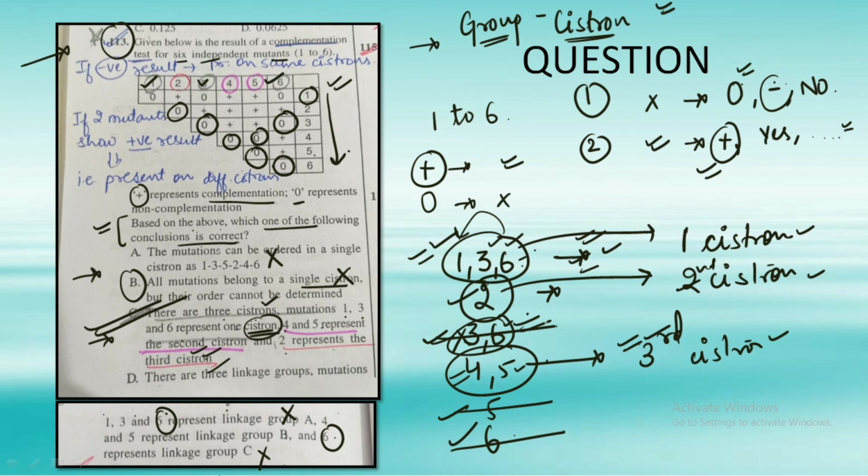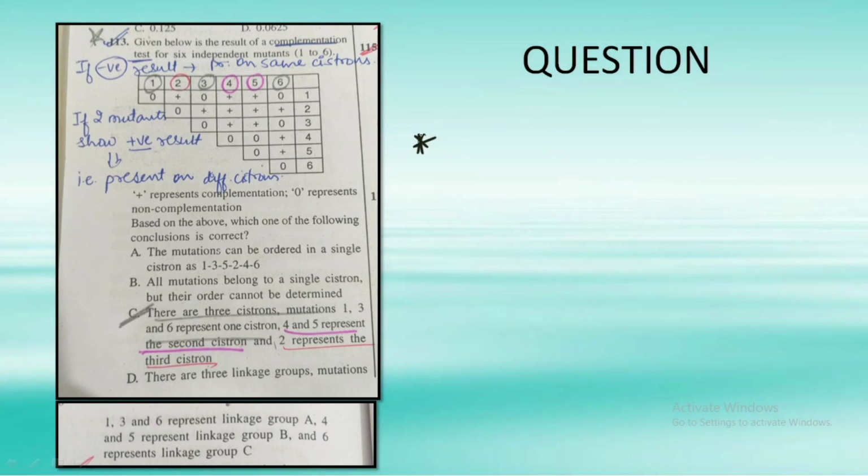I hope this question is clear to you. Let me repeat it once more, because many of us find it very confusing to understand. What we have done is taken all of the negatives row wise. Initially we have taken the first row, and in the first row we have 3 negatives, that is, 0 is present in 3 ways. Under them we have 1, 3 and 6. So this is the first complementation group, or the first cistron.